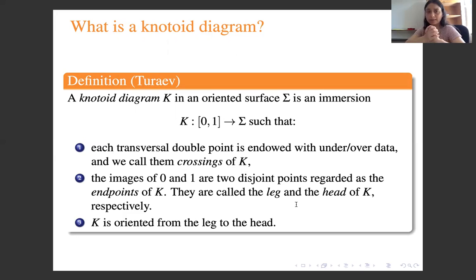And also the images of the points 0 and 1 of the unit interval are taken to two disjoint points in the surface under this map K. And they are also distinct points from any of the crossings of K, and we regard them as the endpoints of K and call them the leg and the head of K respectively. And any knotoid diagram comes with an orientation. K is oriented from its leg to its head.